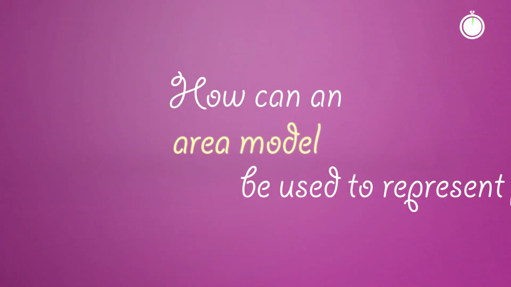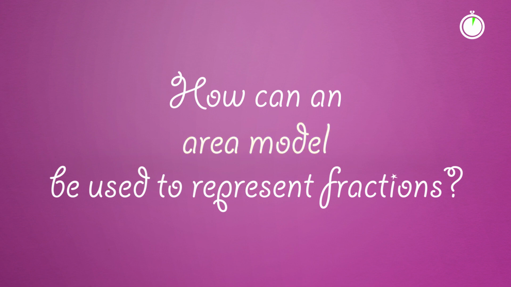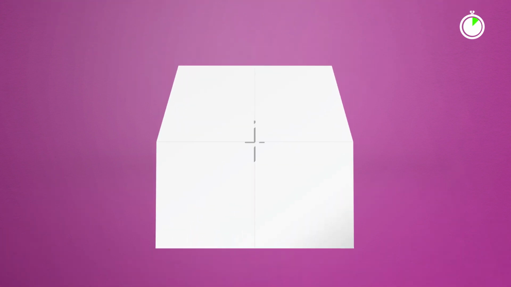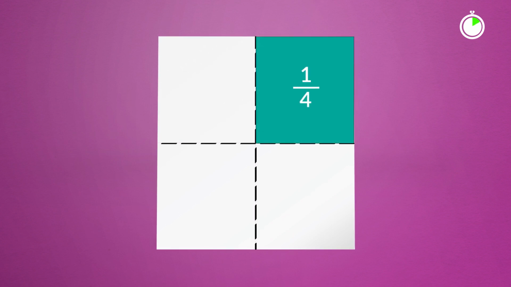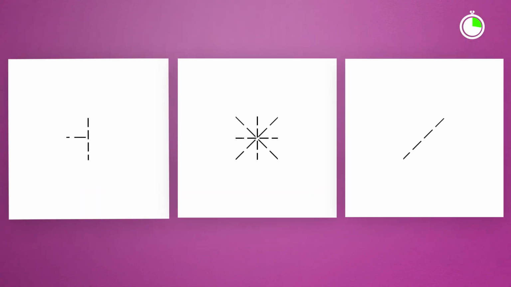How can an area model be used to represent fractions? Try folding paper to show equal parts of a whole. In this square, the green part is 1/4 because it is 1/4 the area of the whole shape. We can also use area models to explore other big ideas.